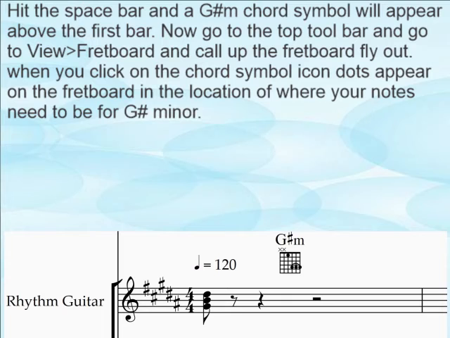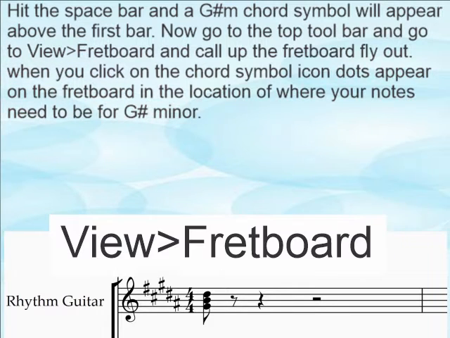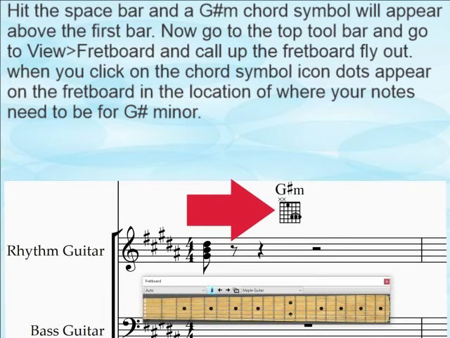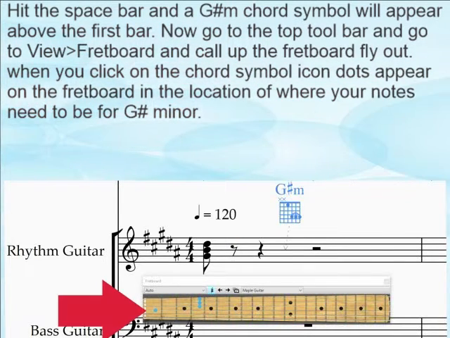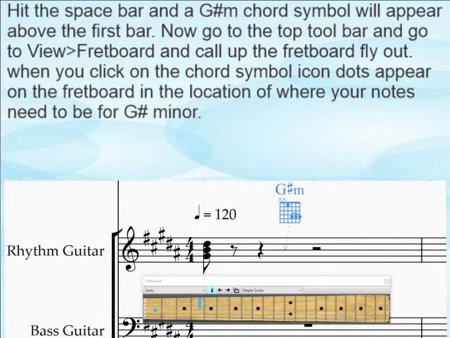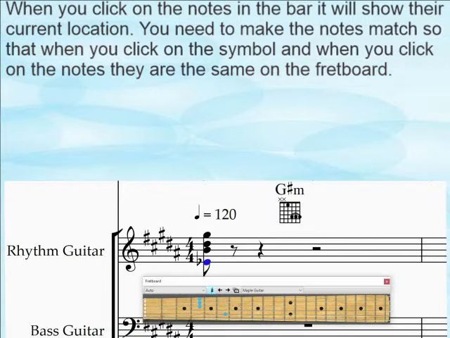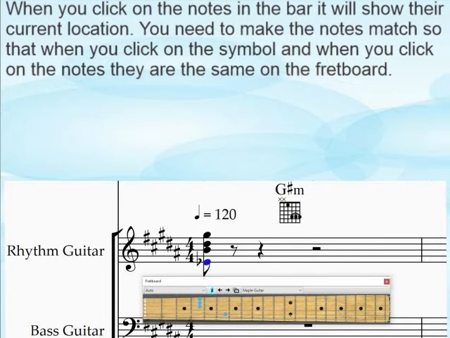Now go to the top toolbar and go to View Fretboard and call up the fretboard flyout. When you click on the chord symbol icon, dots appear on the fretboard in the location of where your notes need to be for G sharp minor. When you click on the notes in the bar, it will show their current location. You need to make the notes match so that when you click on the symbol and when you click on the notes, they are the same on the fretboard.